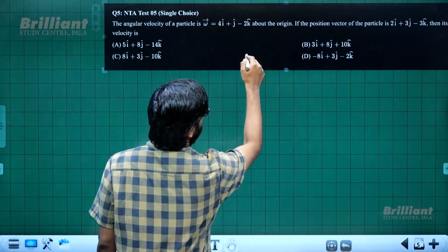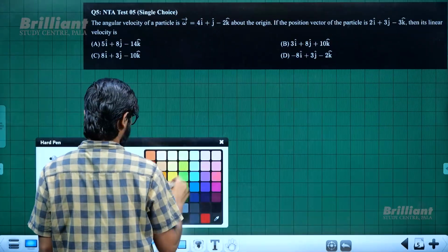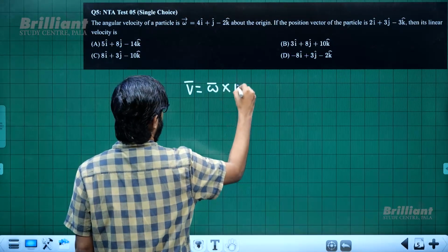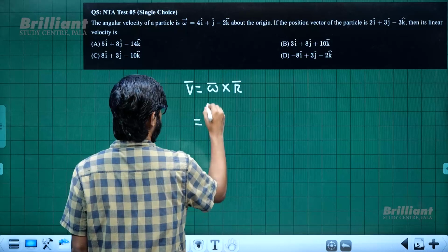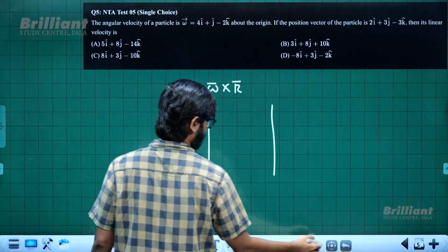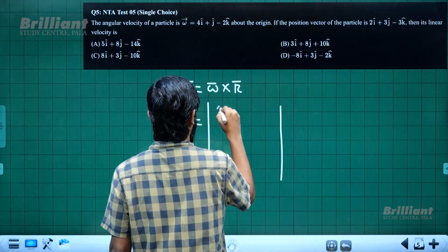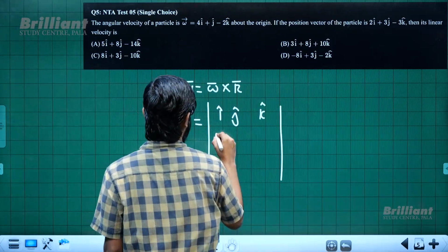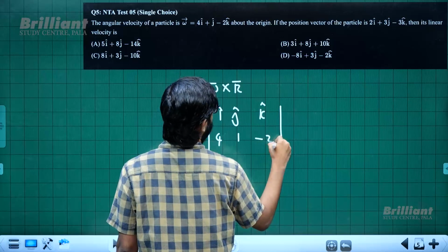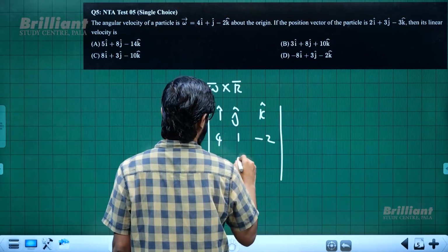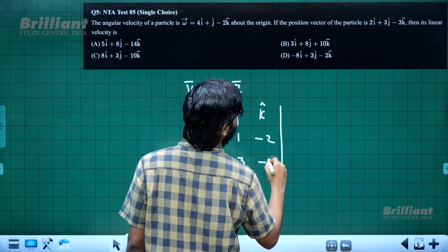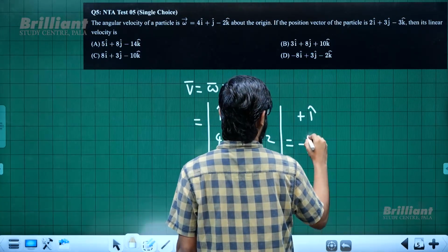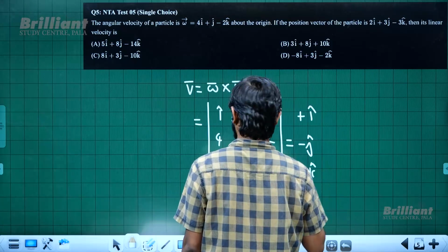Going to the next question, you need to find the velocity when the angular velocity and position vector are given. So V bar equals omega bar cross R bar. Now how to find the cross product? Generally we will be taking this determinant, right? I cap, j cap, k cap. Now omega bar is 4, 1 and minus 2, and R is 2, 3 and minus 3. So how will we be taking the determinant? Plus i cap minus j cap plus k cap.